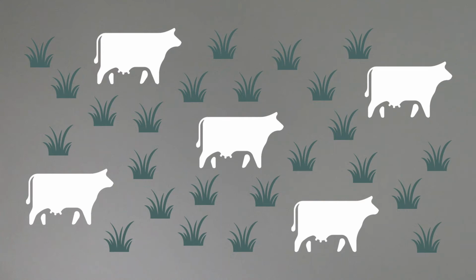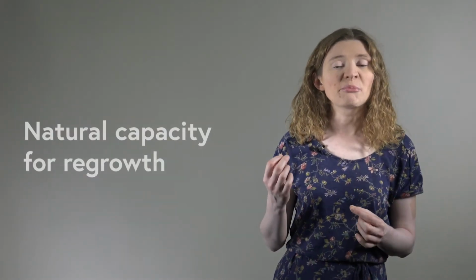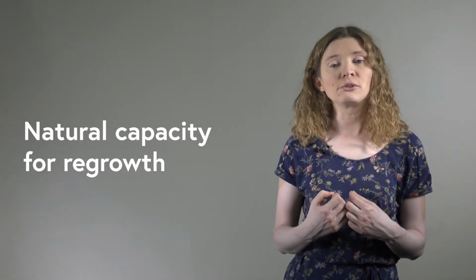However, this is not a realistic scenario. Typically, what happened on the previous day has an effect on the amount of resources available on the next day. On the one hand, resources are used. On the other, some have a natural capacity for regrowth, while others don't.